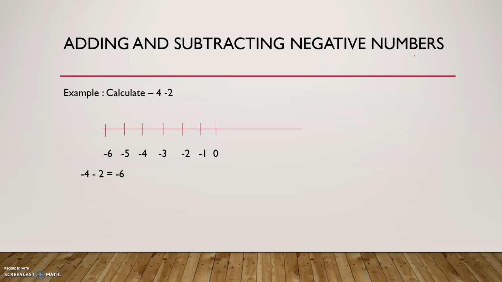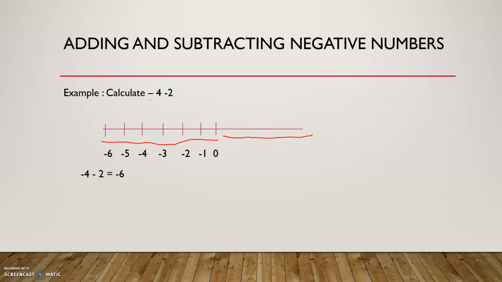Adding and subtracting negative numbers. So here we have an example. It says calculate -4 minus 2. How we do that is using a number line. You have to remember, here we have the center point, which is 0. Any numbers on the right side of the number line are positive numbers, and the left side of the number line would be negative numbers. Anything on the right side of the 0 would be a positive number.